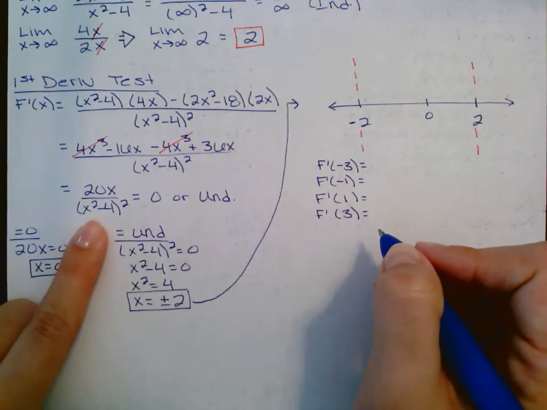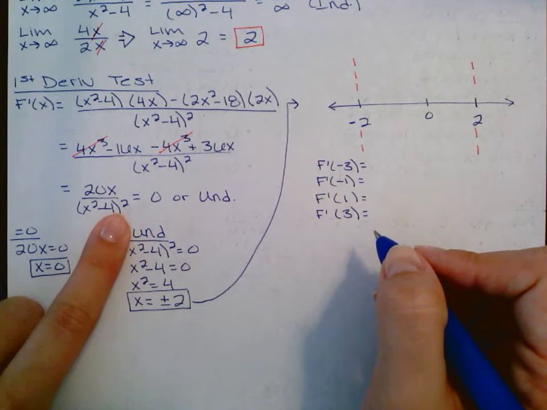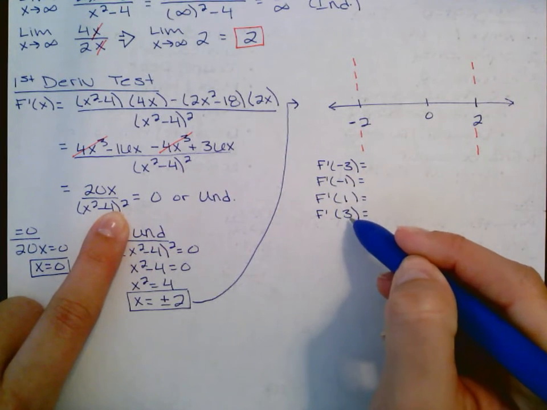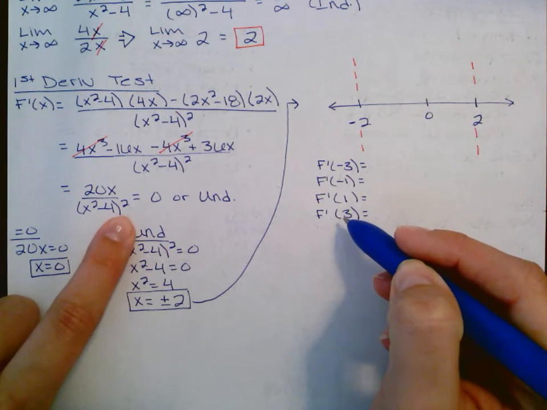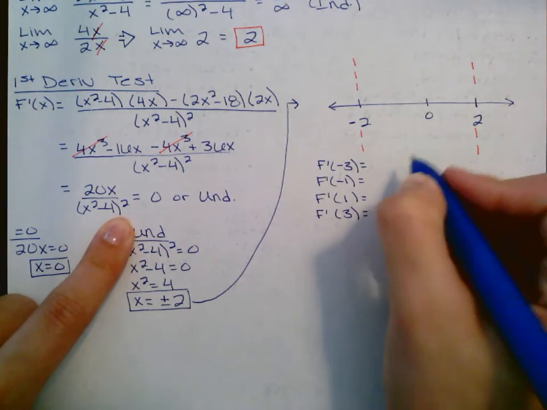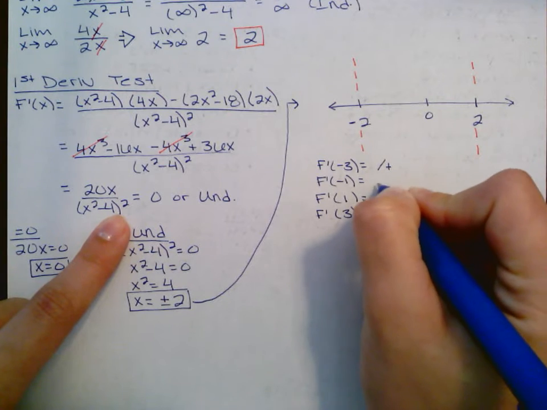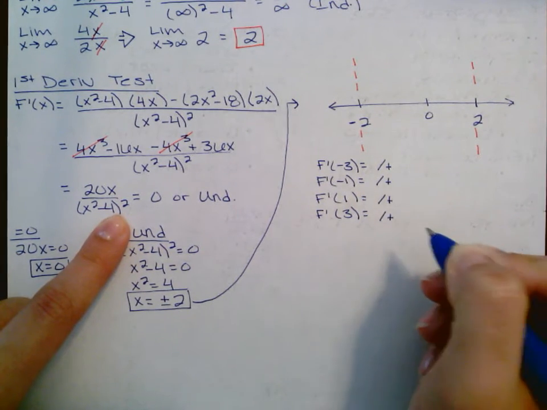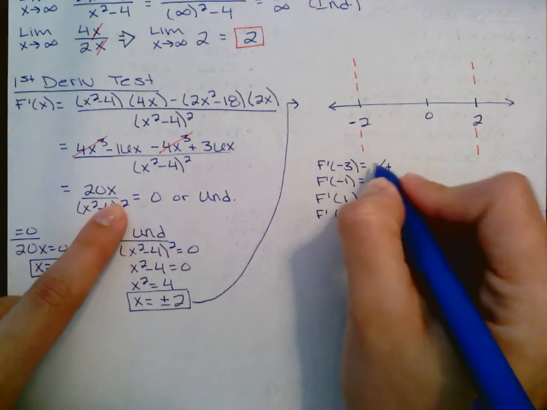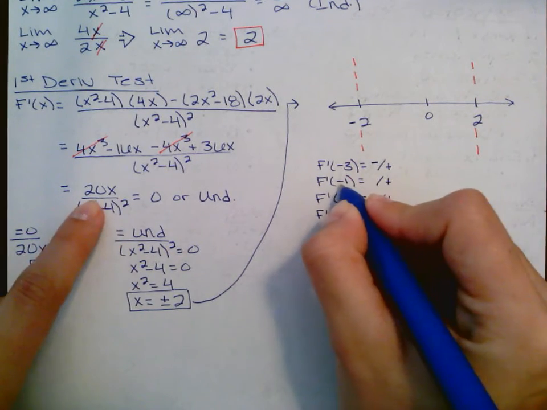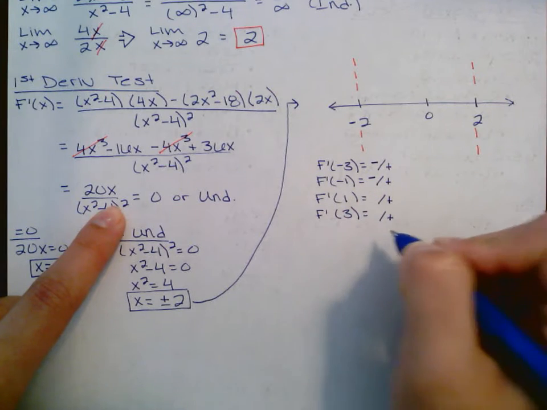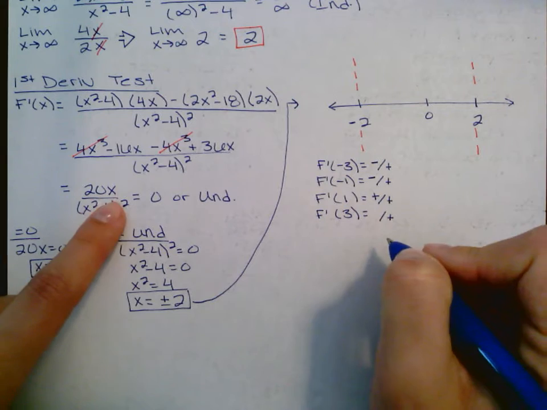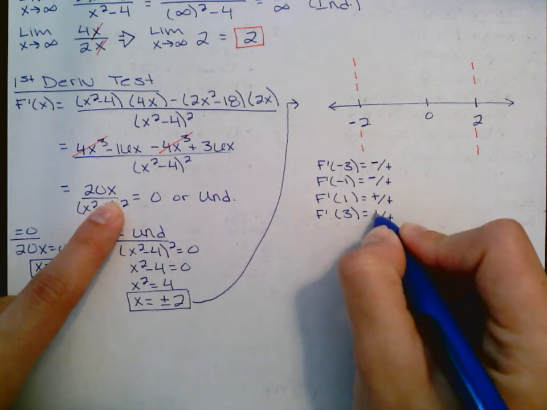So if this is our derivative, okay, since the denominator is squared at the end, no matter what I plug in, I will be dividing by a positive, because anything squared equals a positive. So I'll always be dividing by a positive. Now, if I say 20 times -3, I'll have a negative. 20 times -1, I'll have a negative. 20 times +1, I'll have a positive. And 20 times +3 is going to be a positive.